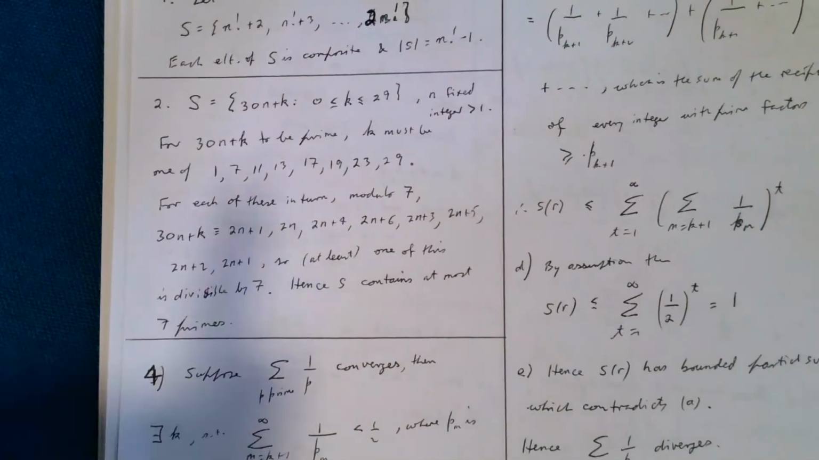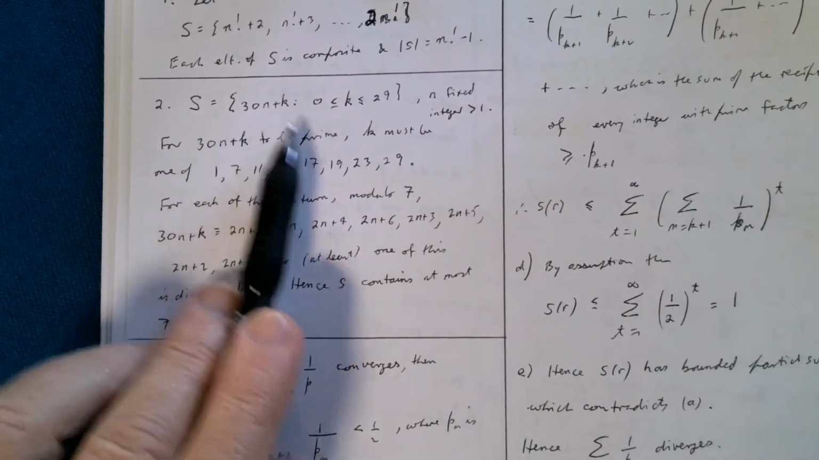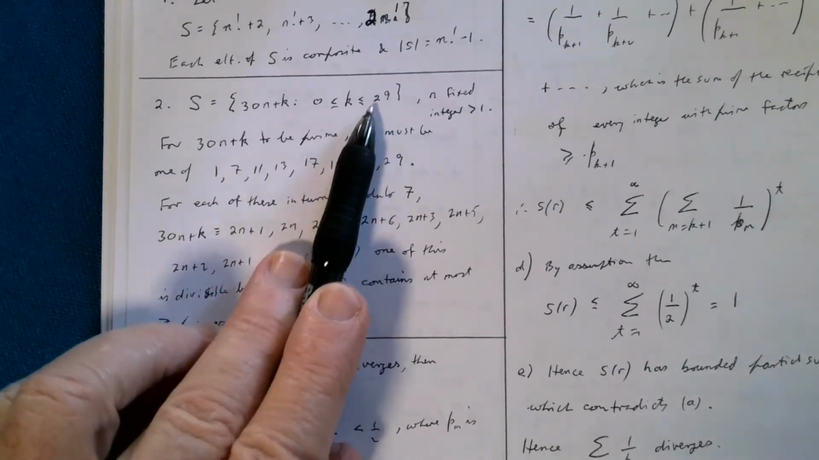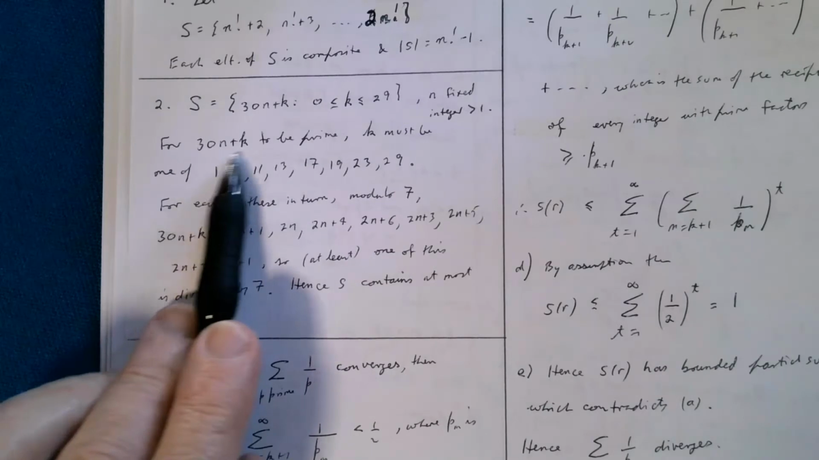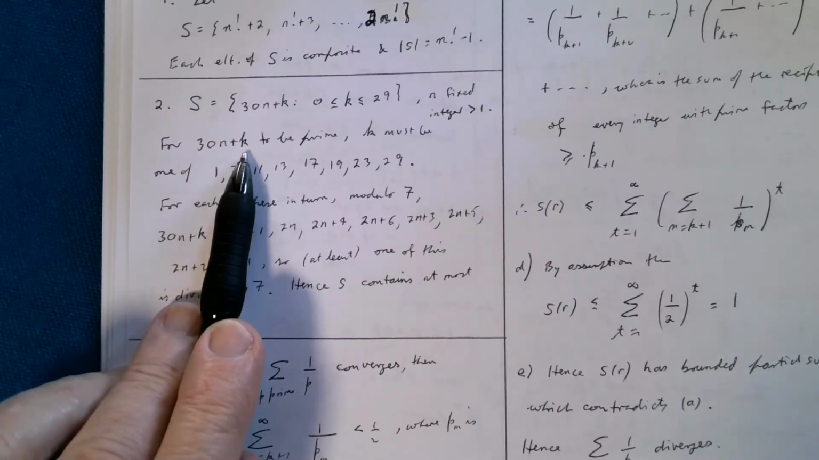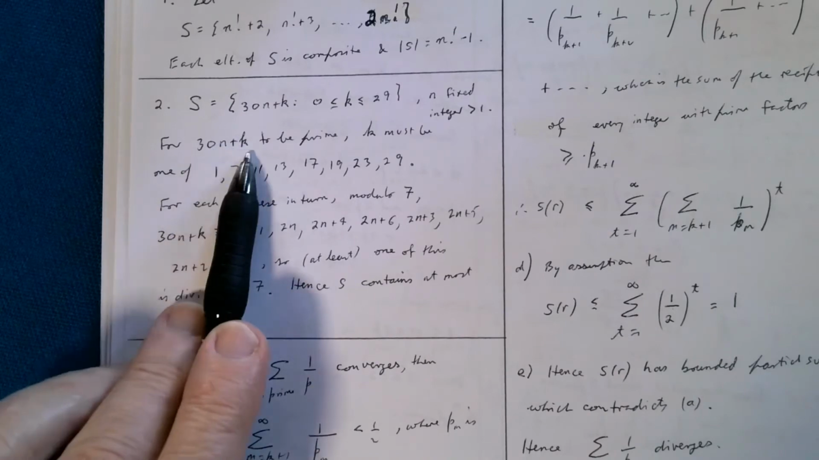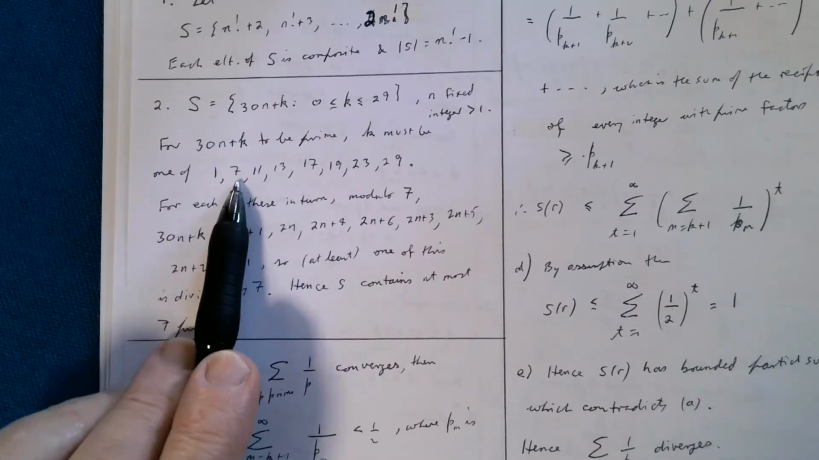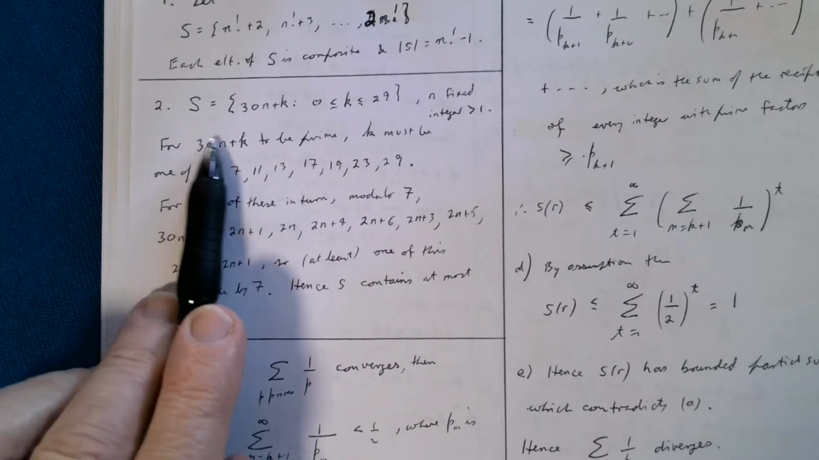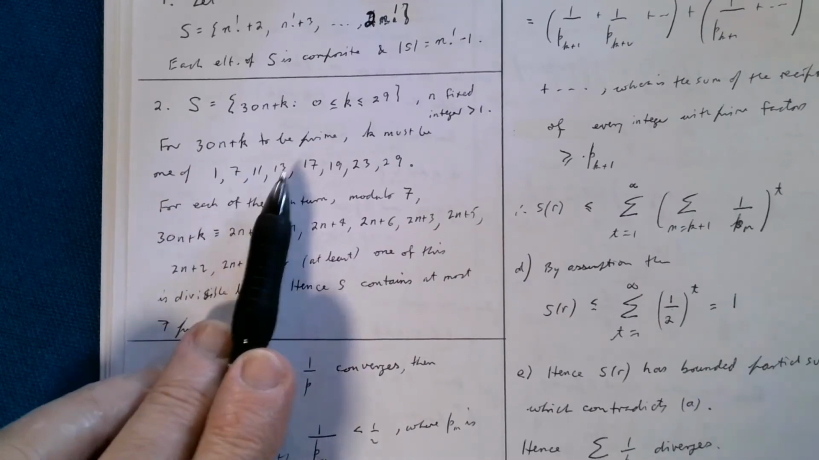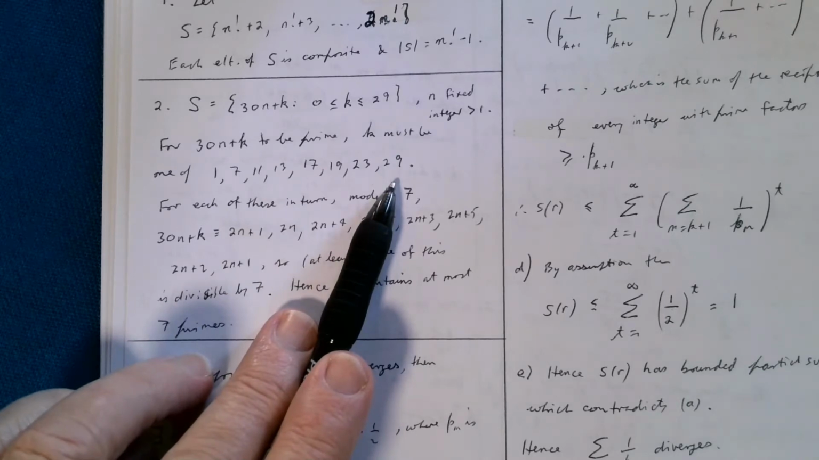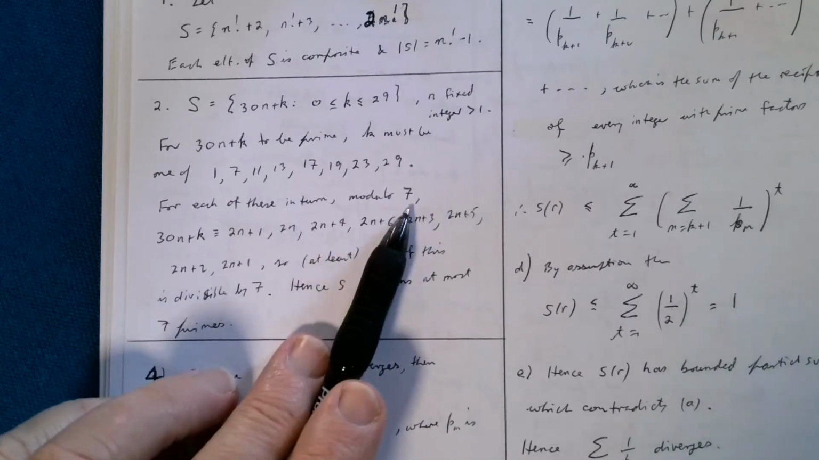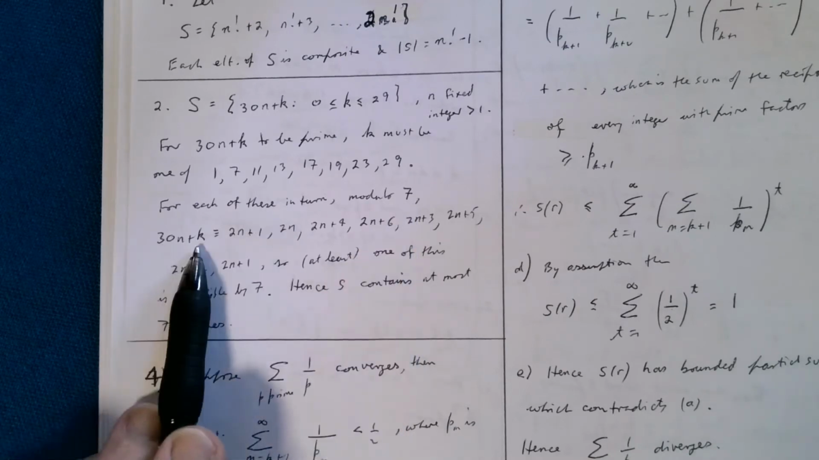Here's my set S, which consists of these numbers for k between 0 and 29. If we want any of these to be prime, then k can't have any factor in common with 30. So k has to be one of 1, 7, 11, 13, 17, 19, 23, 29. Now the trick is to read each of these modulo 7. And modulo 7, the numbers of this form for these values of k are congruent to 2n plus something.